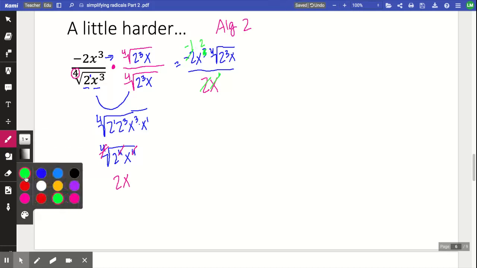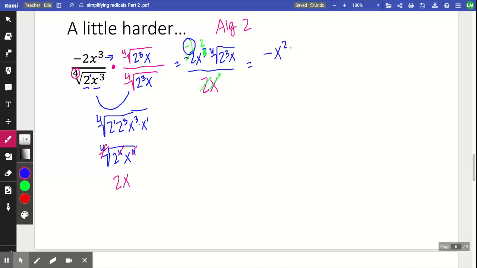So my answer is going to be a negative 1, or just a negative x squared times the fourth root of 2 to the third. 2 times 2 times 2 is 8. Let's write 8, it's a little prettier, times x. Nothing on the denominator because it all canceled out.